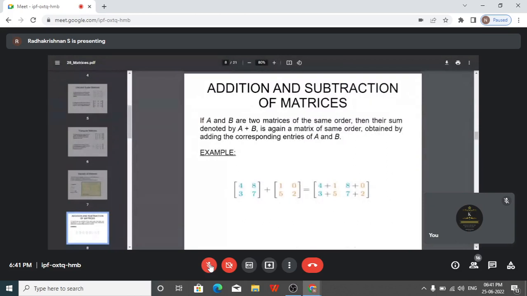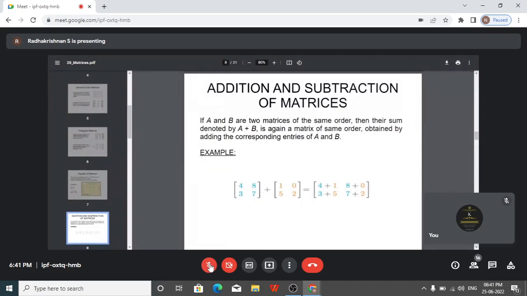Next, we go to some operations on matrices, addition and subtraction of matrices. When adding two matrices, we simply add the corresponding elements. Here we have 4, 8, 3, 7 and another matrix 1, 0, 5, 2. When we add, we add corresponding elements: 4 and 1 become 5, and so on: 8 plus 0, 3 plus 5 and 7 plus 2.